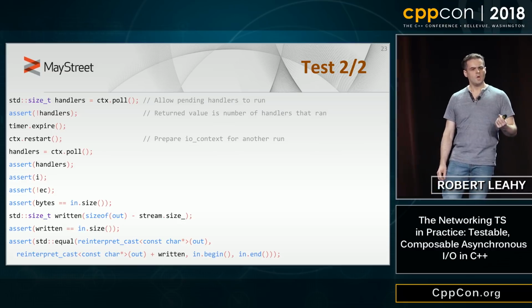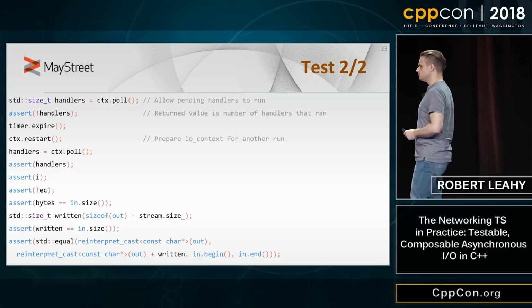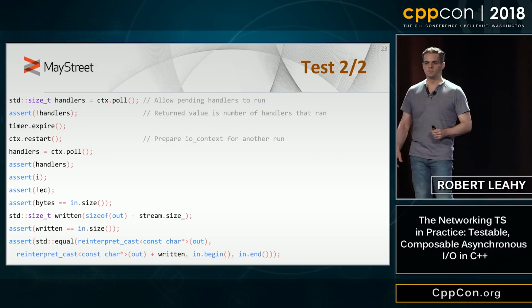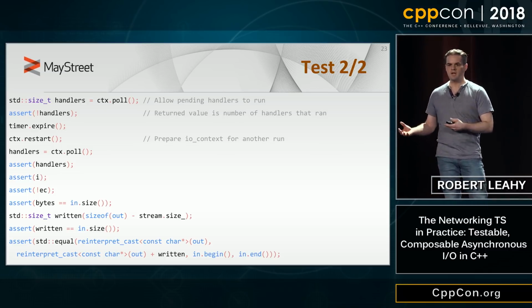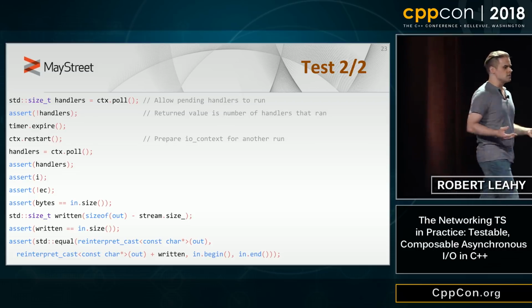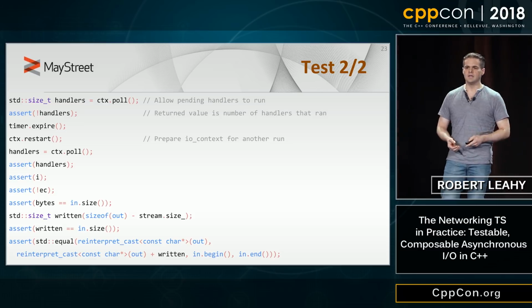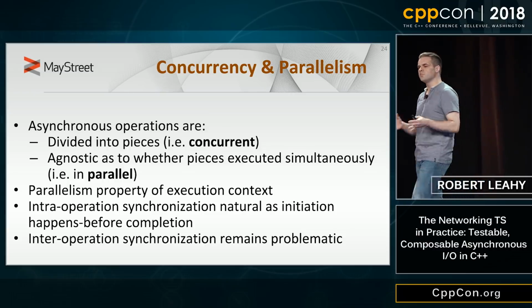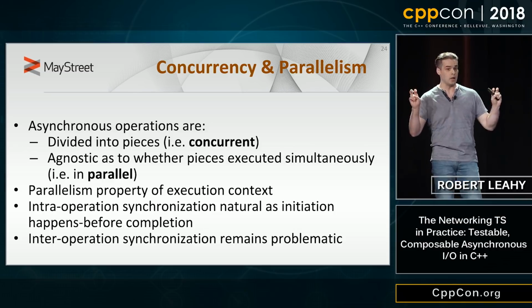Now, we can write an asynchronous operation. We can make it testable. But I've just opened Pandora's box. I've just talked about ordering bugs. And when I hear something like that, my mind goes to data races, race conditions, thread safety. How does that possibly tie into the networking TS? How does the networking TS behave with parallelism? Well, to understand this, we have to break down what exactly we mean when we say concurrency and parallelism.